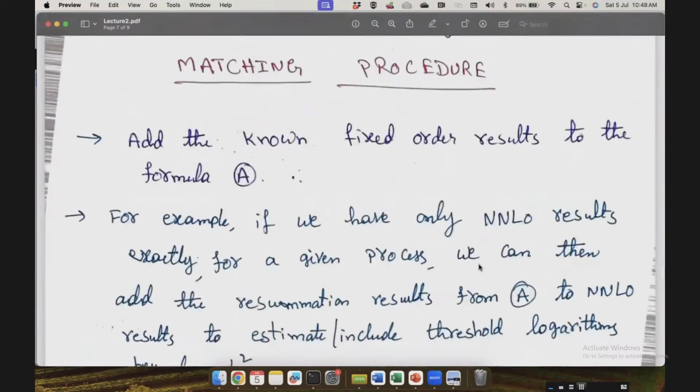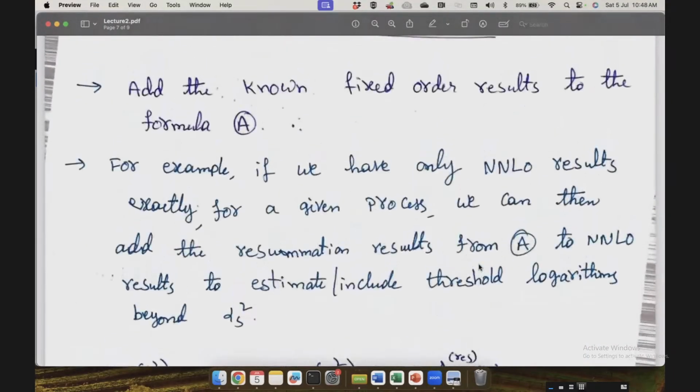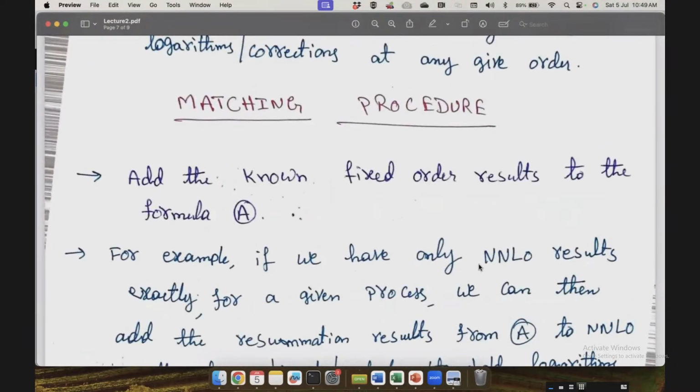For example, let me take the simplest example where I know the results at n square LO level. Only at n square LO level I have. Say, for example, let us consider a scenario of TT bar production. I don't have in the full exact theory the n cube LO result. I have only the exact n square LO available, let us say as of now. Now is there a way that I can do the resummation so that I can consider the dominant large logarithmic contributions in giving the predictive power for the higher order calculations?